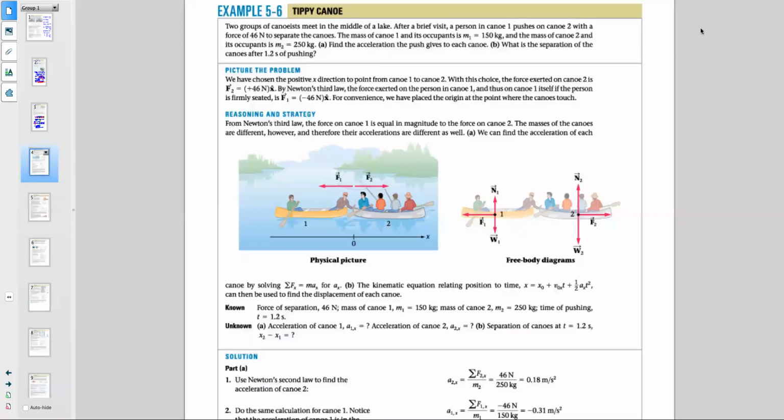Okay, let's take a look at a very important problem, example 5-6. Pause the video, read the question first, and then we'll come back here and solve it together.